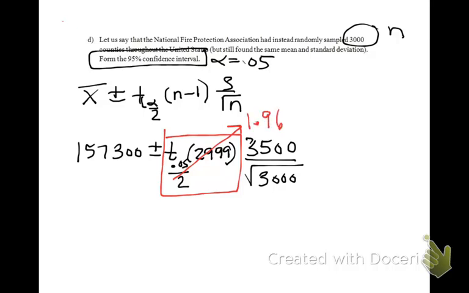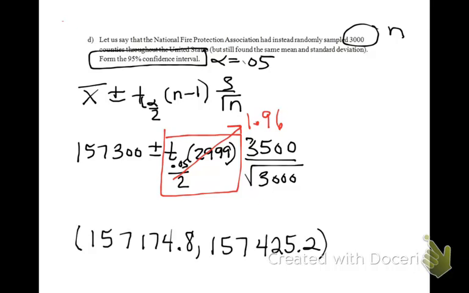Alright, we're now ready to get the lower bound and upper bound of our confidence interval. The lower bound of our confidence interval is 157,174.8 fires, and the upper end is 157,425.2 fires.